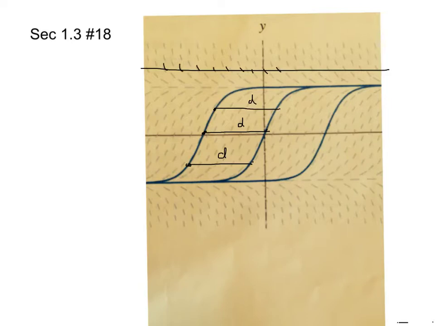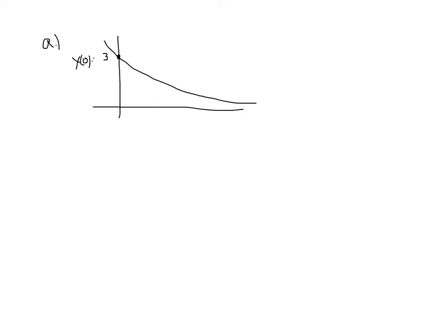Okay, so I'm going to go to the next page, and I'm going to make a rough sketch of what we're given in this problem. In part A, we see what looks like an exponential function. We see something that comes down like this. And we're told that this point is at the height of 3, y of 0 equals 3. And we are asked the question, how much of the slope field can you sketch from this information?